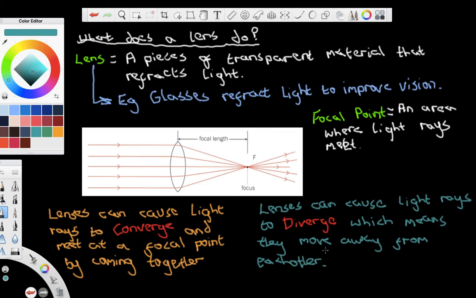So lenses are a piece of transparent material that refract light. For example, glasses refract light to improve your vision. When light is refracted, it can create a focal point, which is an area where light meets. So if we look, our focal point on this diagram would be here. That's the focal point. The light rays are coming together. These light rays are said to be converging. They are getting closer to each other as they move. So these are converging into a focal point.